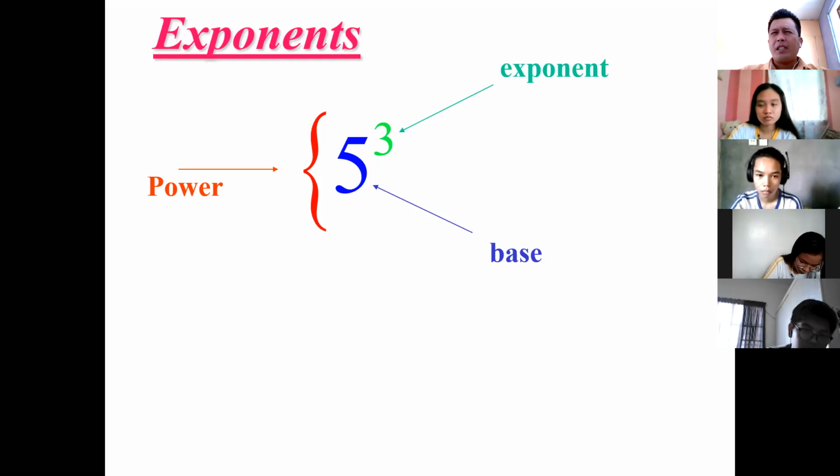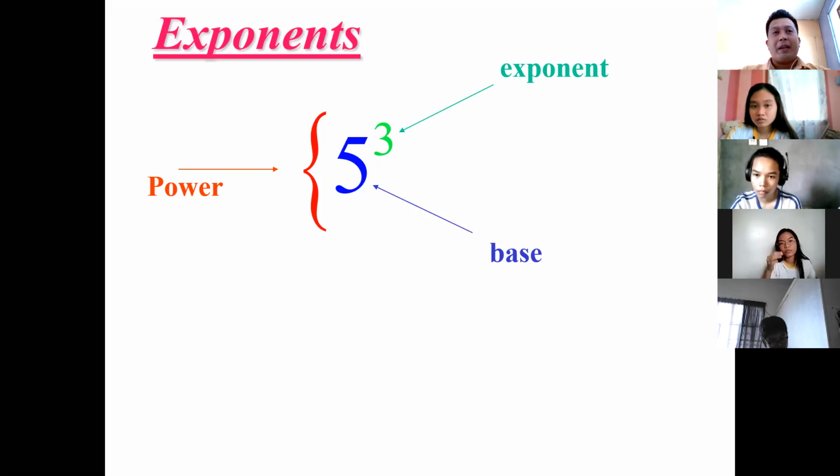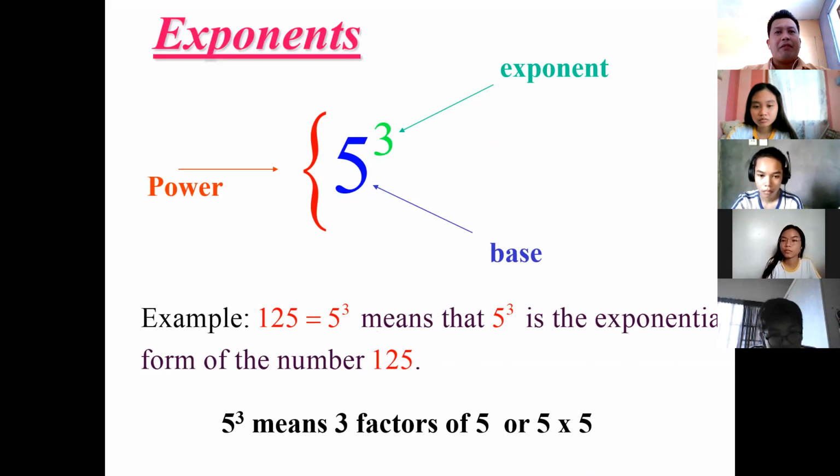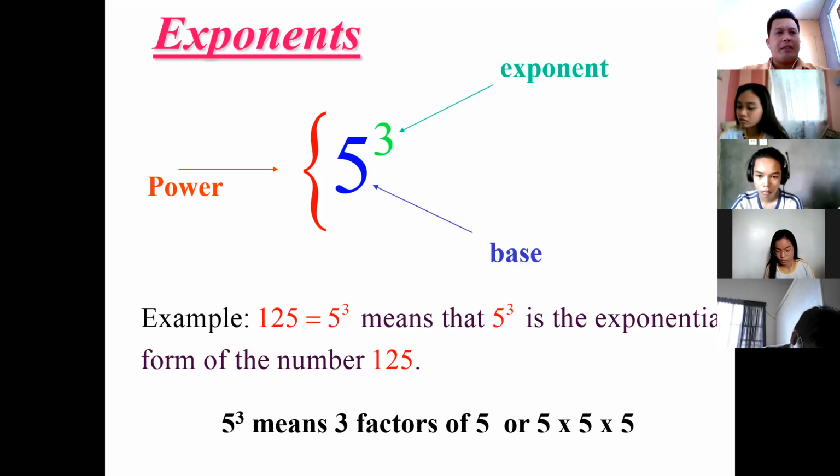So when the base is raised to a certain exponent, that means the base is multiplied to itself according to the number of times the exponent signifies. If this is 5 raised to the power of 3, then your expression will end up 5 times 5 times 5. So we have here the simplification of 5 to the power of 3, which is 5 times 5 times 5. You'll get the answer 125. Question?